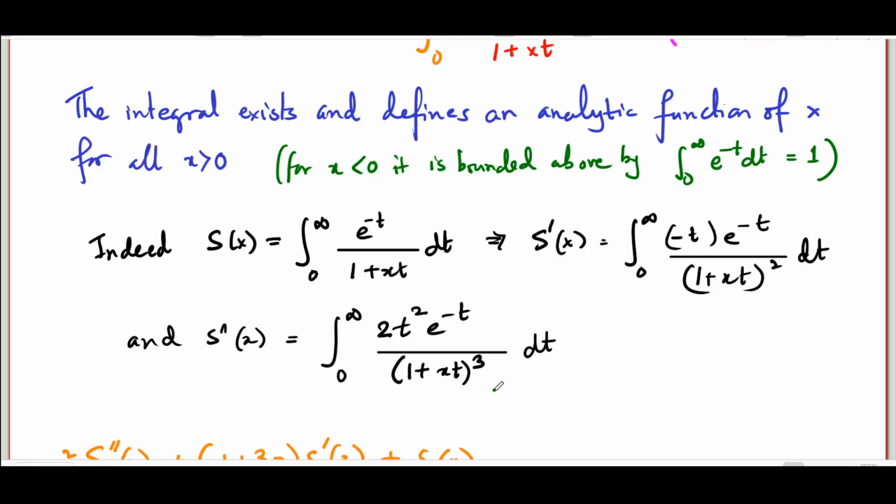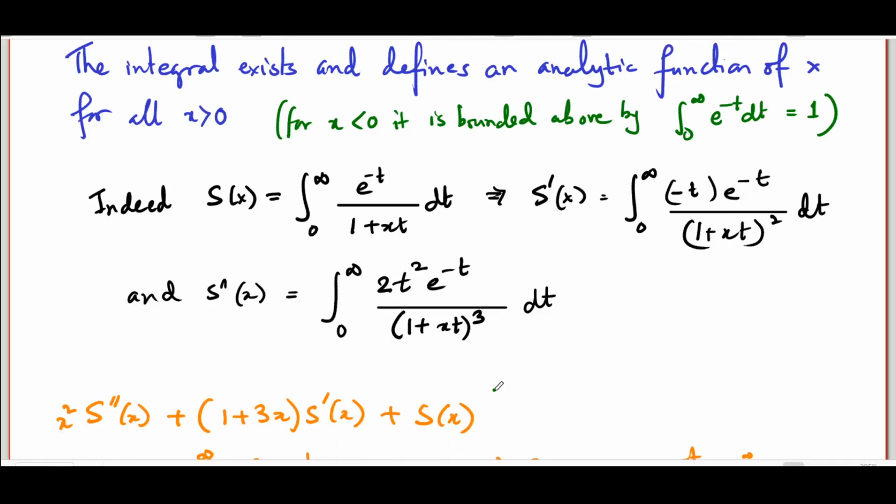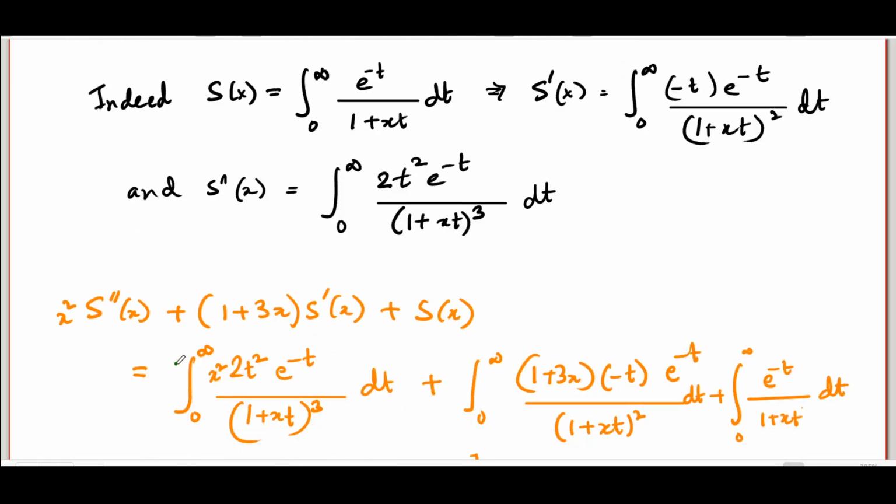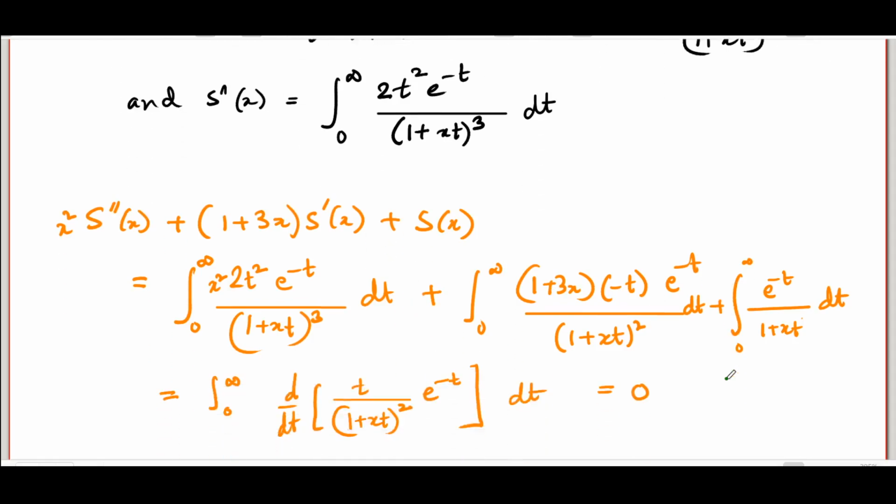Now, if you take this and plug this in my differential equation, this s and the s prime and s double prime which we have just calculated, we get this rather daunting looking expression. It takes a bit of effort to collect all these terms together, not too much, especially if you know the answer, so I will leave that as an exercise for you, to see that if you collect all the integrands together, what you get is actually a total derivative, d/dt of this quantity, t by 1 plus xt whole square e to the minus t.